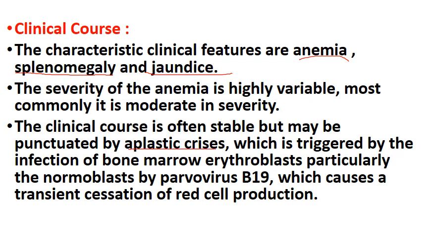What is the meaning of aplastic crisis? There is transient cessation of red blood cell production. What does that mean? That means the patient has an infection of the bone marrow erythroblasts, particularly normoblasts, by parvovirus B19, which leads to the cessation of red blood cell production.